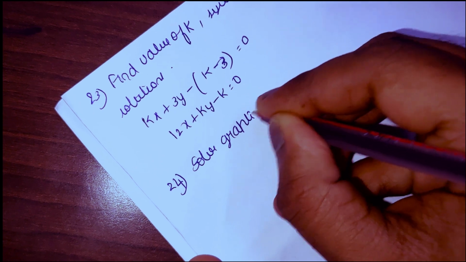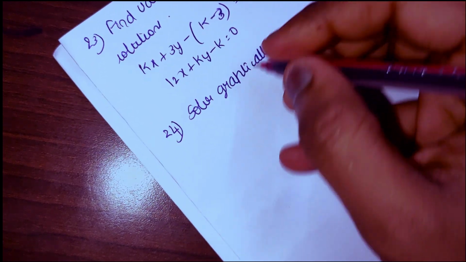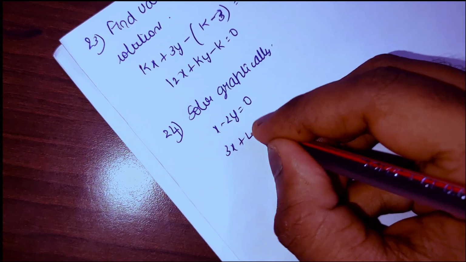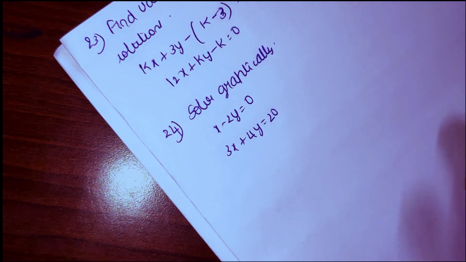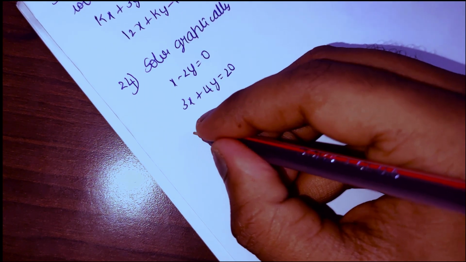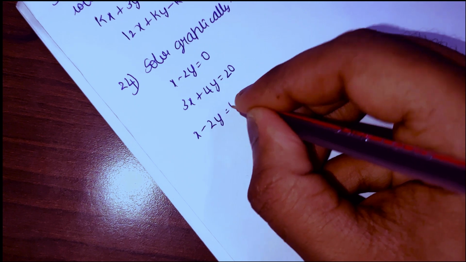24th, you have to solve graphically. x minus 2y is equal to 0. 3x plus 4y is equal to 20. Teach the steps. So you have to take one equation, x minus 2y is equal to 0.